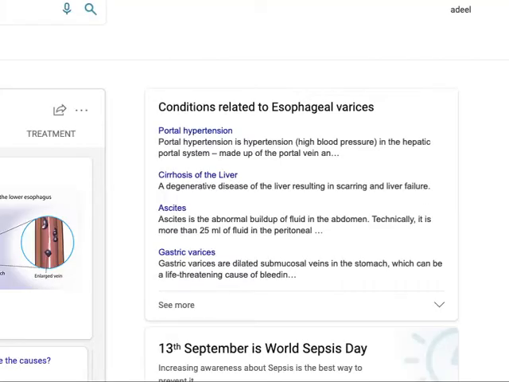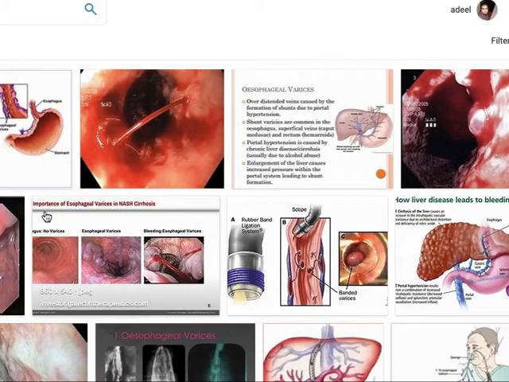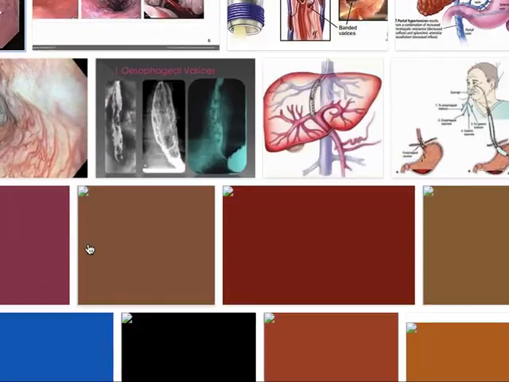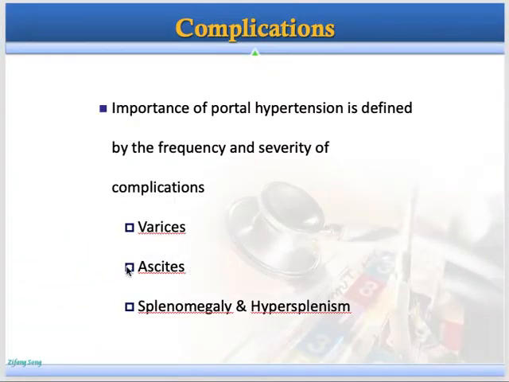Esophageal varices. Okay, so maybe we can find something. Yes, you can see over here. Okay, so I'm just waiting. I don't know what's wrong with the internet, but I hope it will work. Or I can show you over here. Okay, so I will give it some time to open because I don't know what's wrong with the internet.